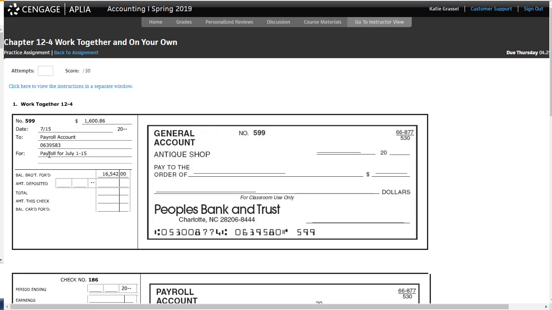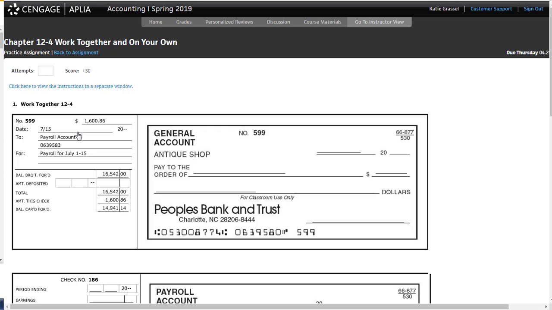Seems straightforward enough, right? Now, do we know any information about a deposit on this check stub? No. So I'm going to carry my $16,542 down. The amount of this check is the same amount that's on the very top of the check, $1,686. Now, my previous balance was $16,542. I need to subtract $1,686. So my new balance is $14,941.14. Can anyone confirm my math? Confirmed? Nice. Okay, not done yet.